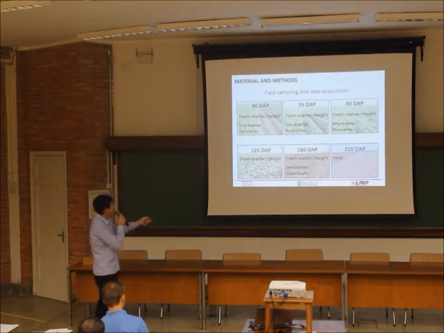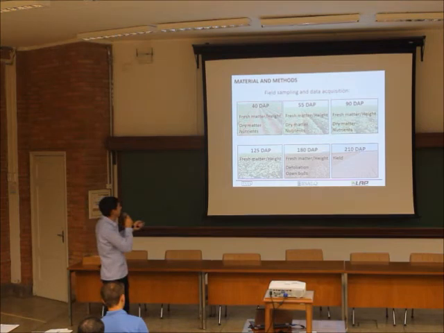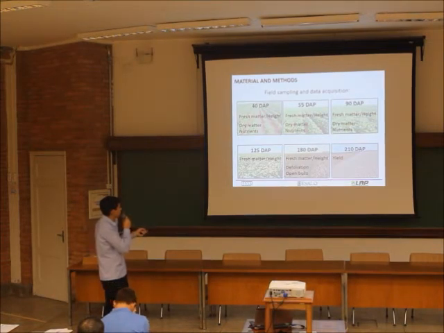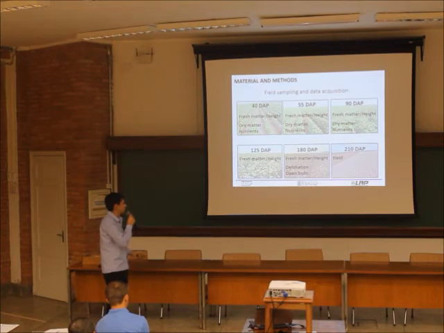So this is what we are measuring: fresh matter, crop height, dry matter, and nutrients in all these three. And then in this one just fresh matter and crop height, again fresh matter, crop height, the defoliation level and the percentage of open bolls.